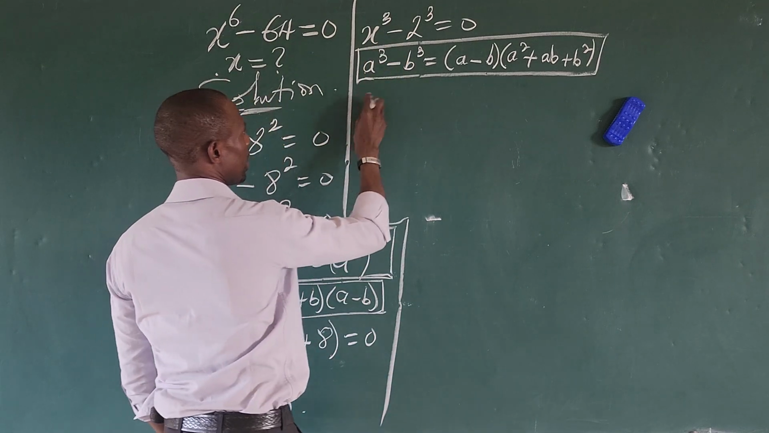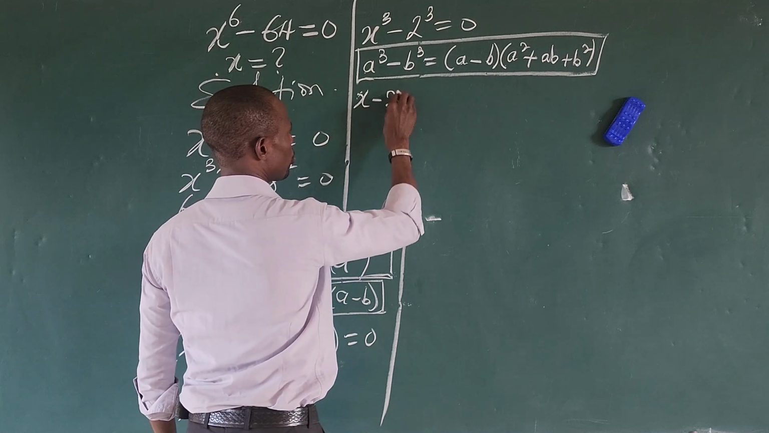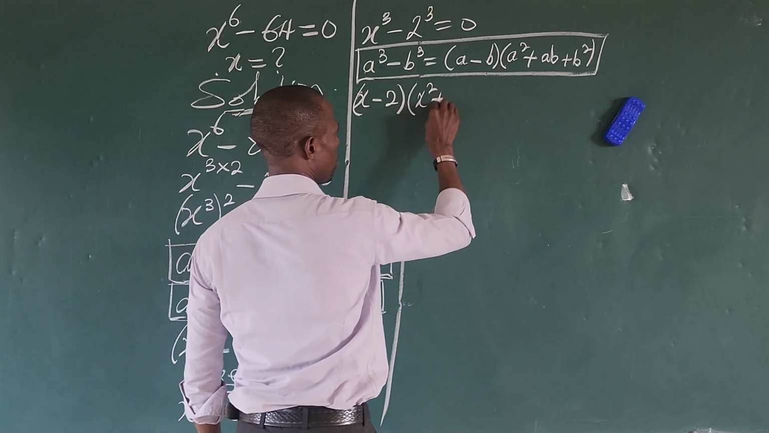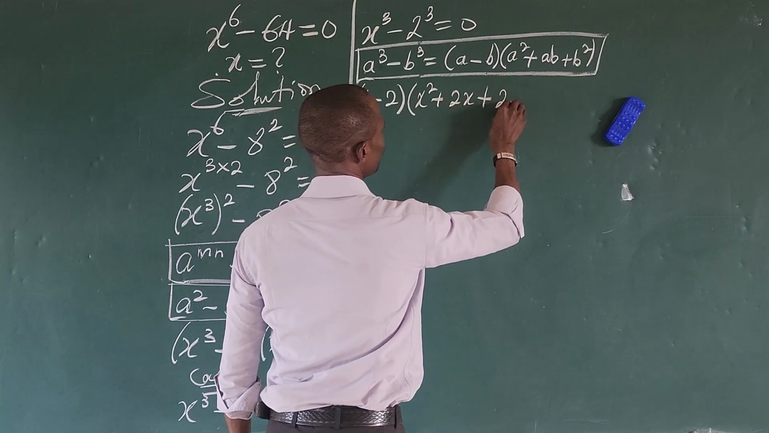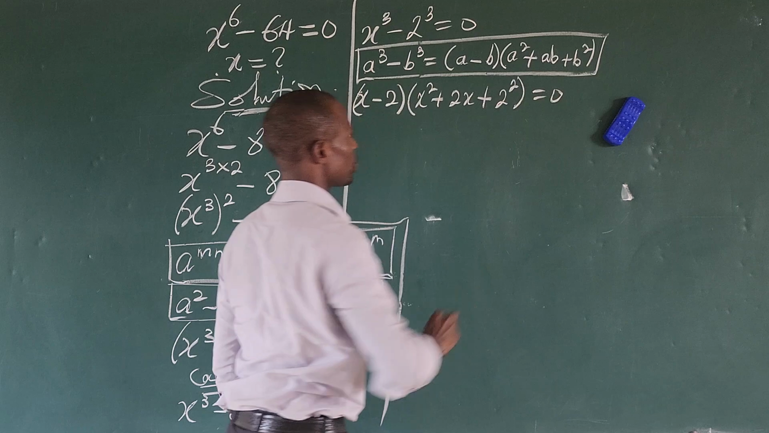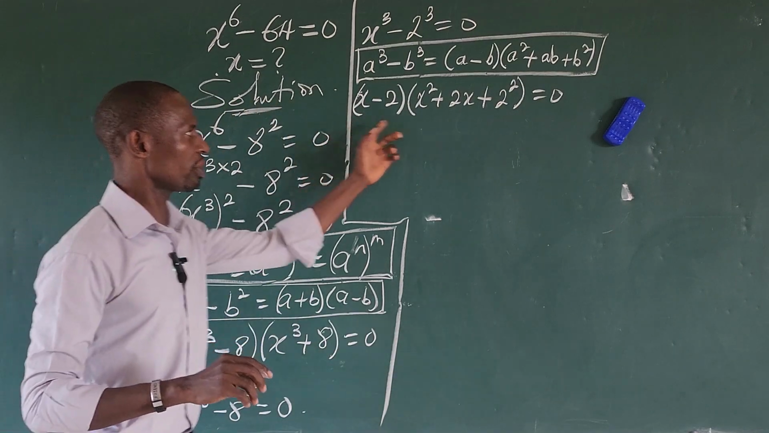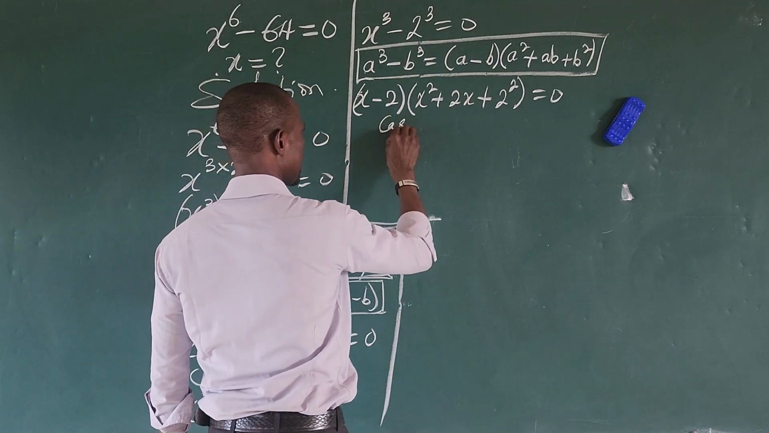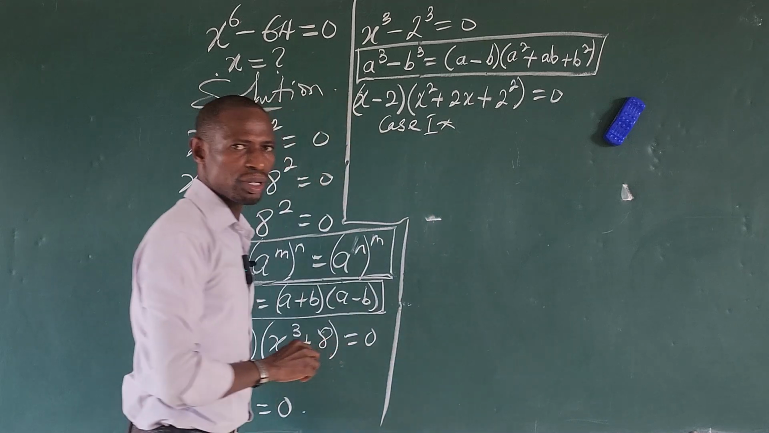So it also means that this is going to give us our x minus 2, close bracket, bracket, x to the power of 2 plus 2x, then plus 2 to the power of 2, everything equal to 0. We have another 2 cases here because we're going to apply the zero product rule again. So from here, we can take this as our case 1, so this is going to give us case 1 star.